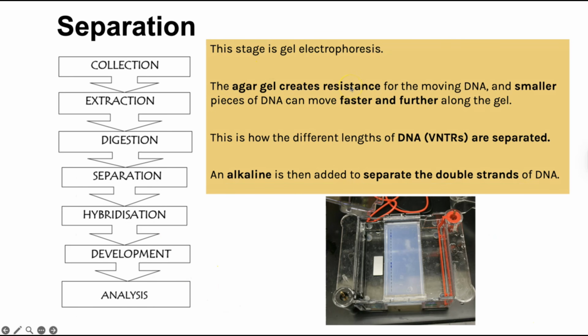So that stage is gel electrophoresis, and that agar gel creates the resistance, and this is what I was saying about the smaller pieces can move faster and further. And that is how different lengths of DNA or VNTRs are separated.